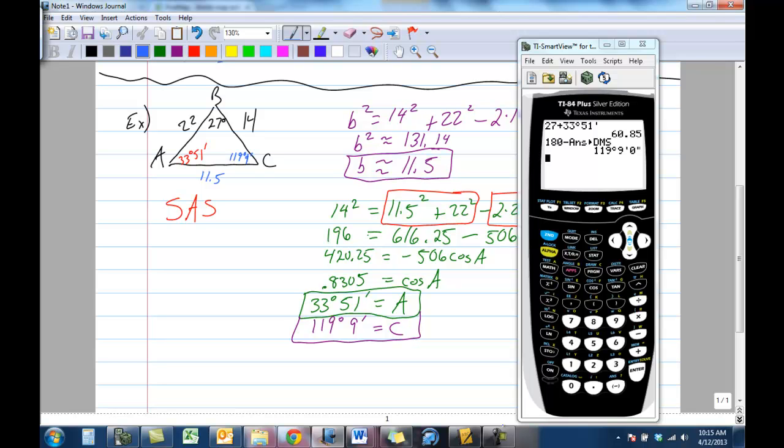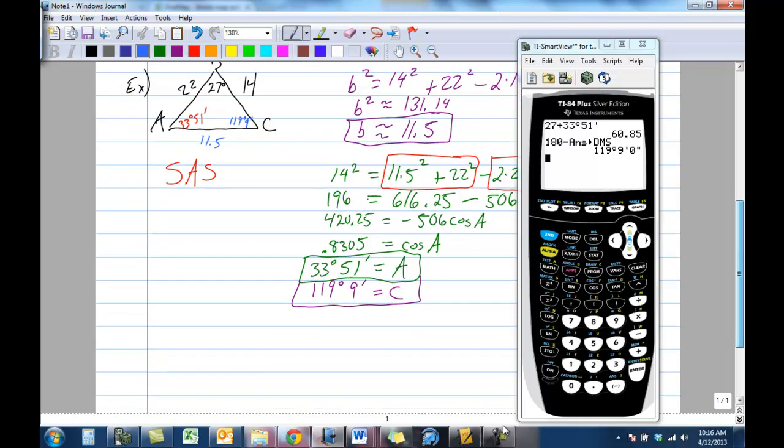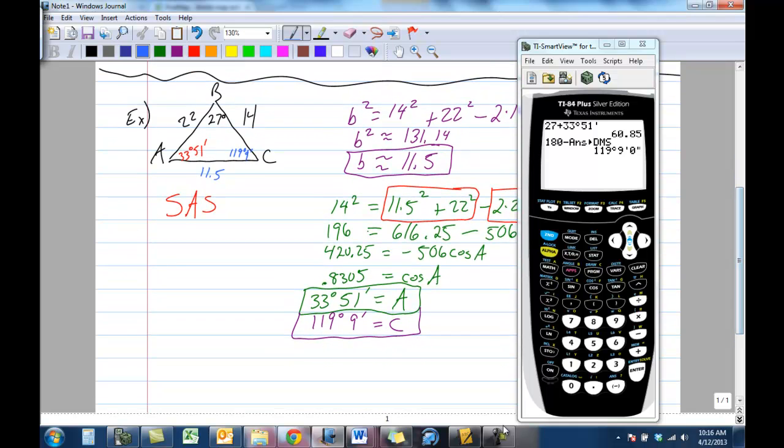The medium is 33 with the side that's a little bit bigger than 11. 14 is a little bit bigger. The biggest angle has the biggest side. So that kind of makes sense. That's a quick way to do a little quick check. Obviously, it's not a very thorough check, but just to see if you're in the ballpark. So that's for a side angle side.